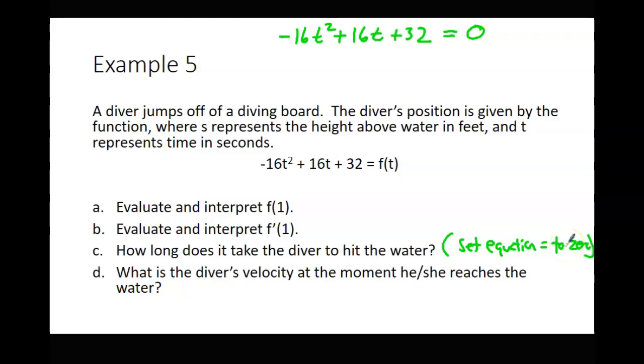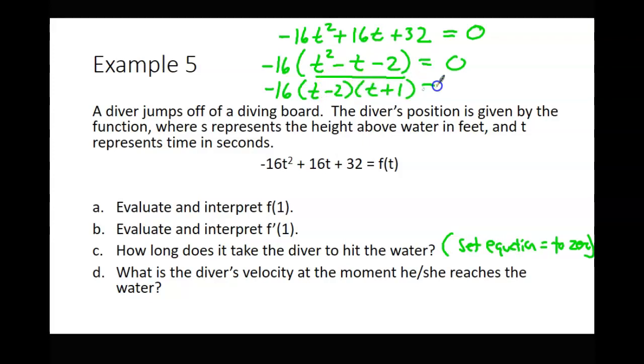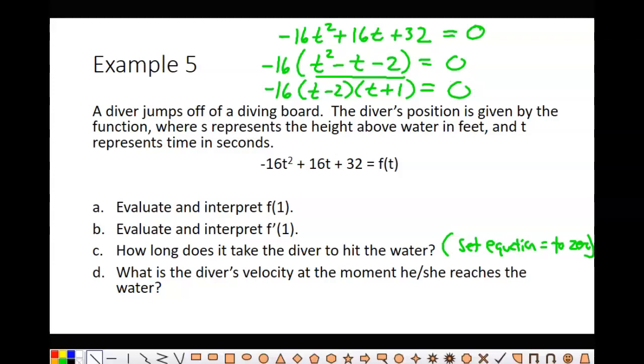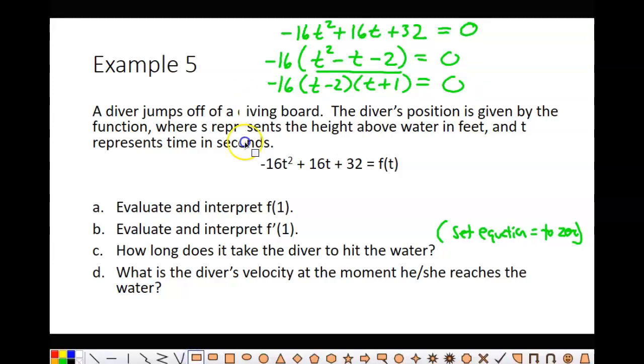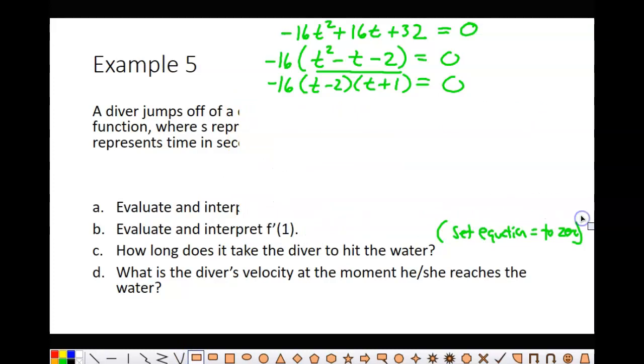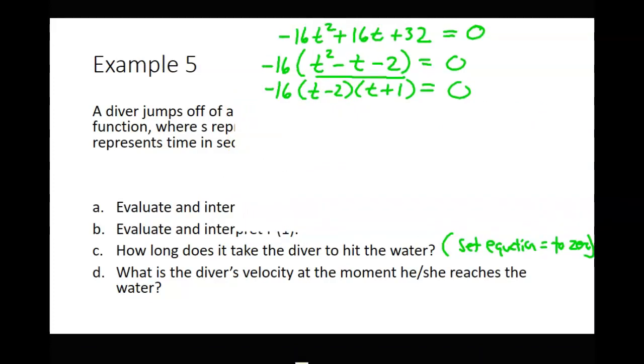And now we get to solve this. So the first thing I'm going to do is factor out a negative 16 because there's that common factor they have there. And then I'm going to factor this. And then we're going to set each piece equal to 0 and solve. I've done a lot of this stuff many times this year. Hopefully this isn't looking too unfamiliar to you.